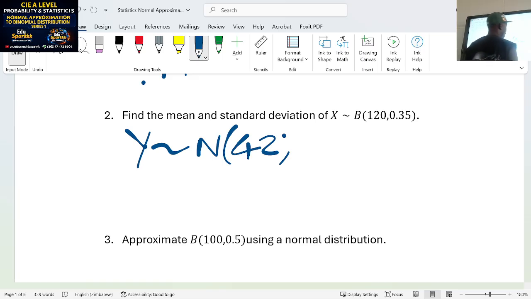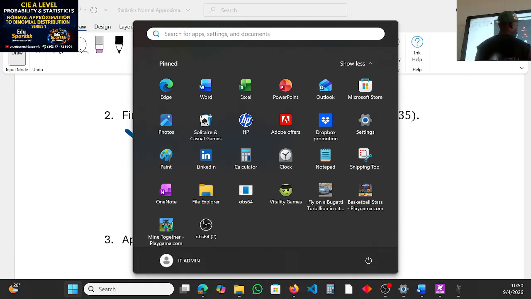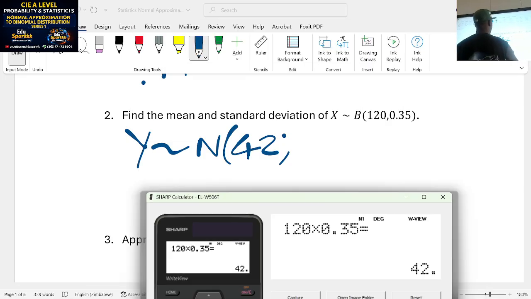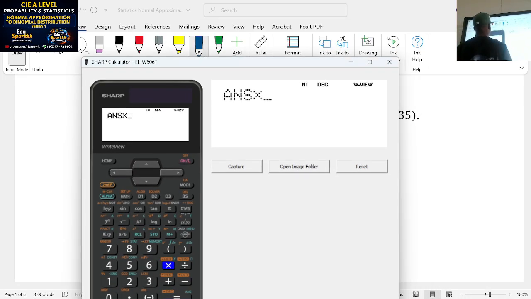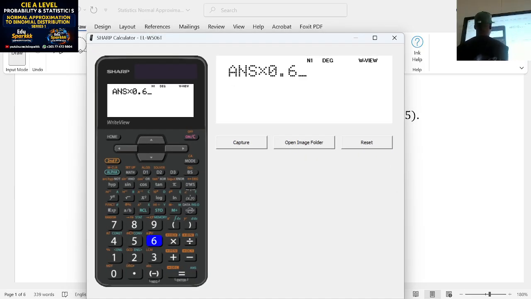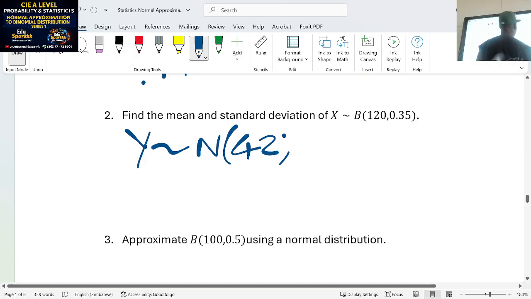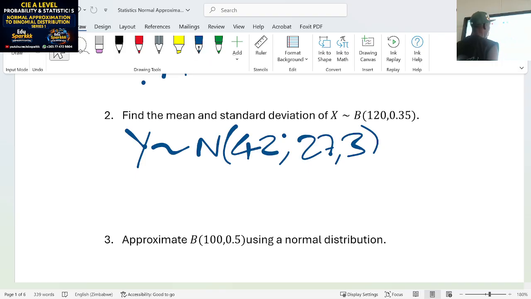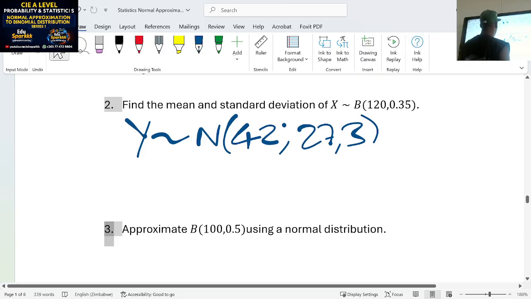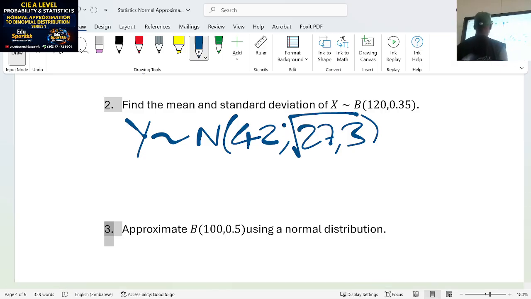For the other part, the variance is npq. So I need to multiply 42 by 0.65, which gives a result of 27.3. That's our variance. Here we wanted the mean and standard deviation, so the standard deviation is simply the square root of the variance.